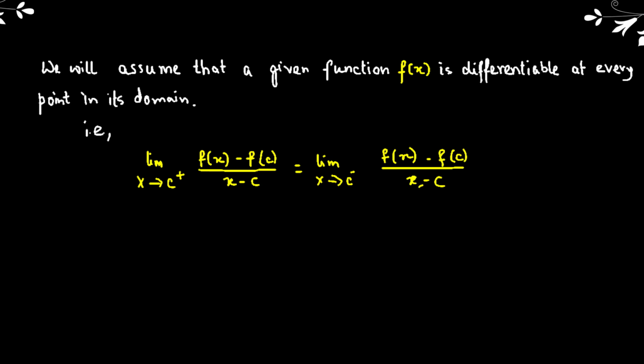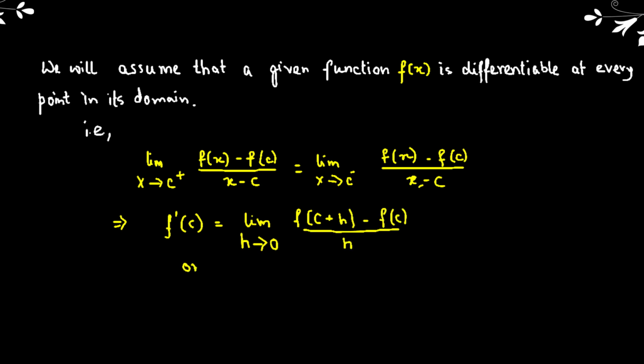So this implies that f prime of c is equal to the limit h tending to 0 of (f(c plus h) minus f(c)) divided by h, or f prime of c is also equal to the limit h tending to 0 of (f(c minus h) minus f(c)) divided by negative h.